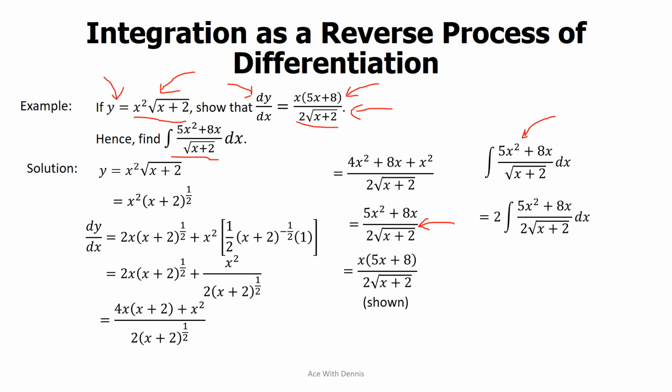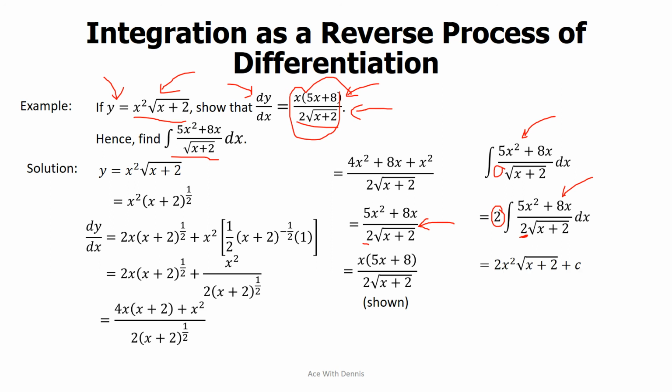Hence, it will be equal to the integration of (5x squared plus 8x) over 2 square root of x plus 2 dx. Because over here, we don't have the 2, so we need to put a 2 at the bottom. And since originally there is no 2 at the denominator, we have to put a 2 at the front. Okay, and now let's double check the expression in the integration. It is exactly the same as the result of the differentiation of the y equation. Hence, we don't have to do anything for this integration.